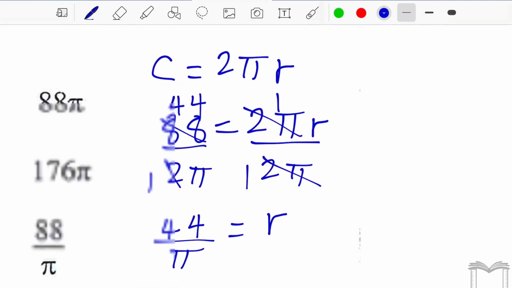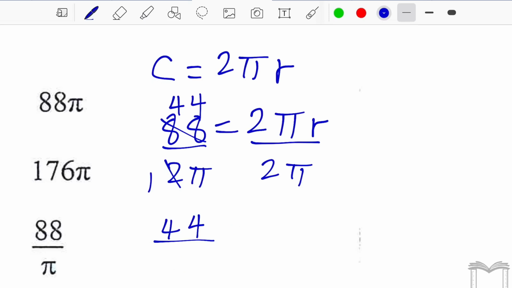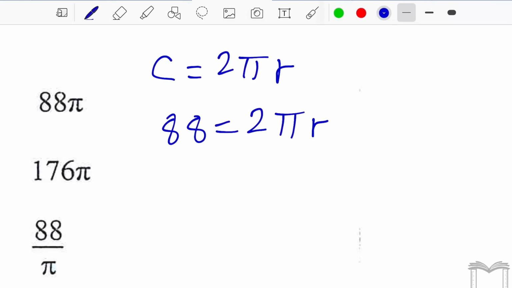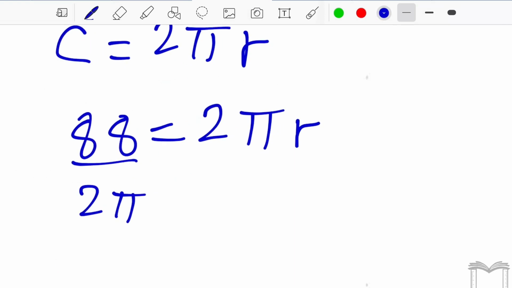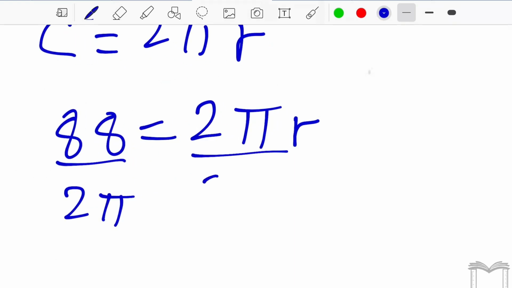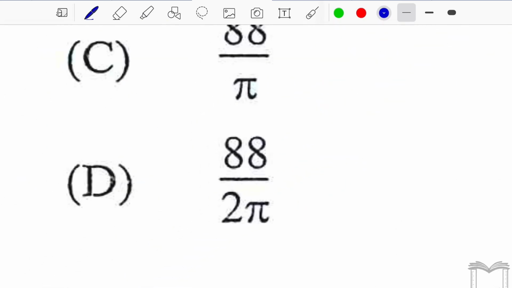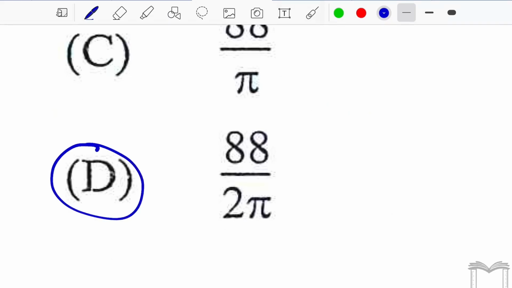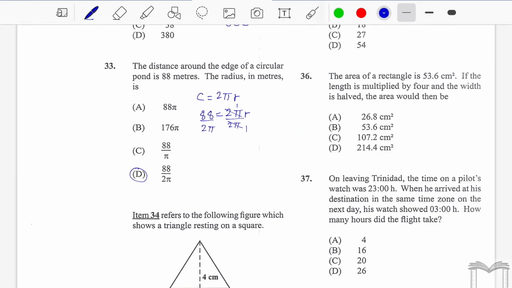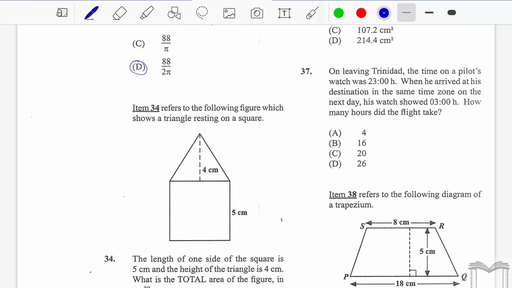Okay, so I'm seeing where I went wrong. I did too much working. So we could have stopped at 88 over 2 pi. So let's stop there. We will see the answer. Okay. So here if we divide by 2 pi, 2 pi into 2 pi is 1, so r is equal to 88 over 2 pi, which is D. So I worked this out a little too much.